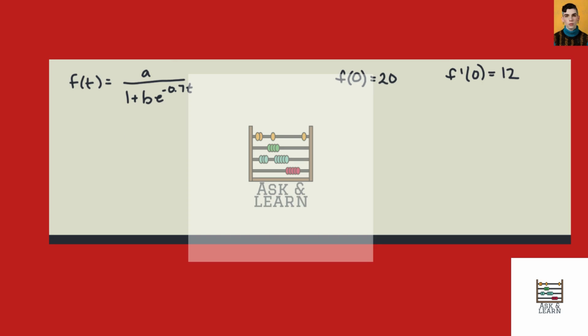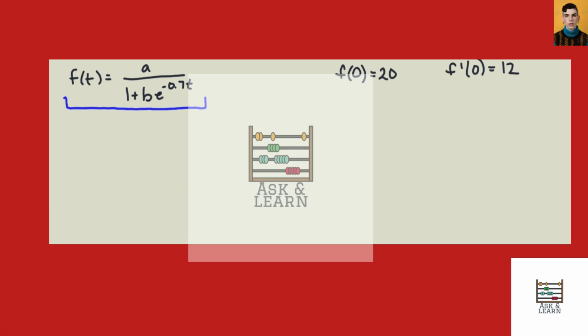Our goal in this problem is to find the values of A and B. We have this function that relates the population of yeast to A and B, and we have two pieces of information. We know that at time 0, the population is 20, and that at time 0, the rate of change is 12. In general, when we're solving for two unknowns, if we have two equations, that's great. So we're going to come up with two equations based on those two pieces of information.